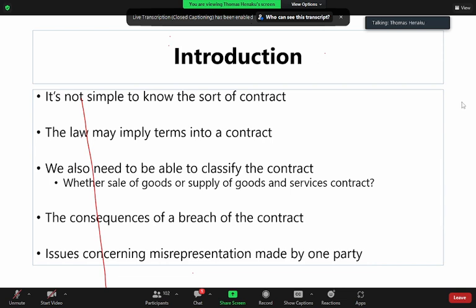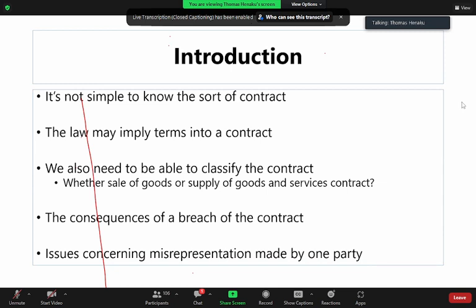All right, so I continue. Once we have determined what sort of contract it is and what the express and implied terms of the contract are, we also need to consider the consequences of a breach of the contract.